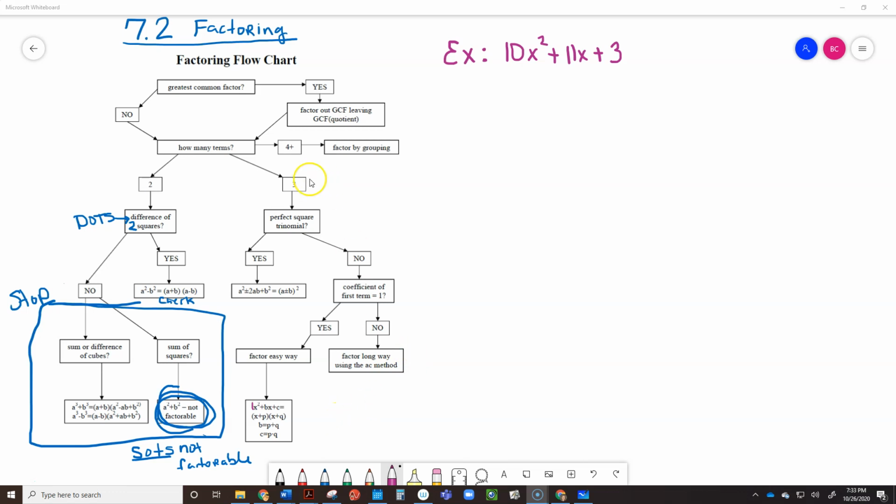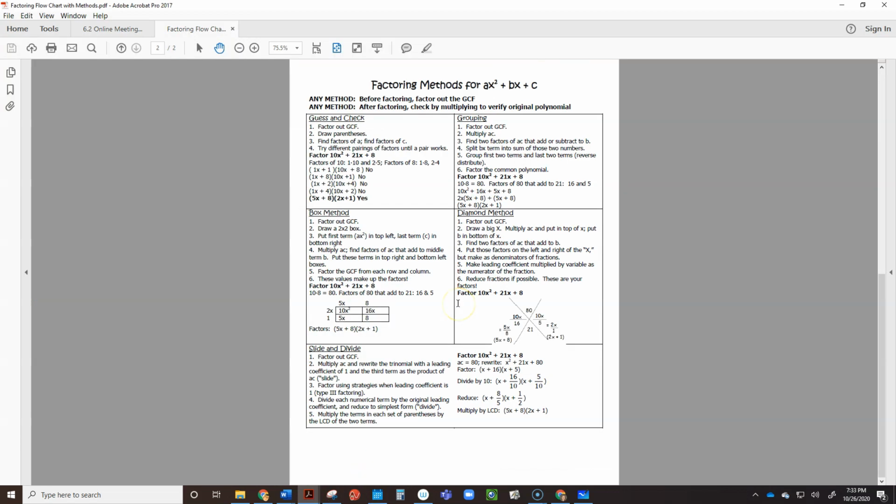I want to show you another page that I'm going to provide you. Every single one of these methods, guess and check, grouping, this is going to be the one that I'm going to model because it's our favorite. The box method, the diamond method, slide and divide. I actually call this divide and slide. These are all methods that will do the exact same thing. I don't care which one you use. I don't care if you use a different one every time. I just want you to be able to do it.